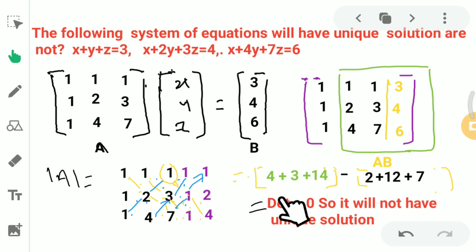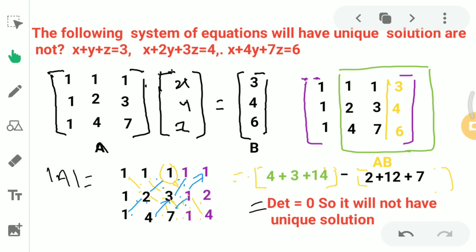There is a chance of having an infinite number of solutions or no solution. For that you need to check AB. If the determinants of these two 3 by 3 matrices are not 0, then there is no solution. If they are 0 for both 3 by 3 matrices, then it has an infinite number of solutions.